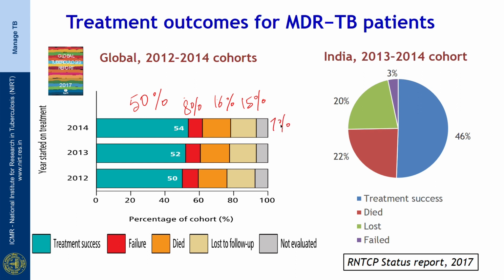In India, according to the RNTCP status report, in about 21,000 patients belonging to the 2013-2014 cohort, treatment success was 46%, about 22% had died, about 20% were lost to follow-up and about 3% had failed treatment. So, you can see that the success rate in MDR-TB patients is really low.